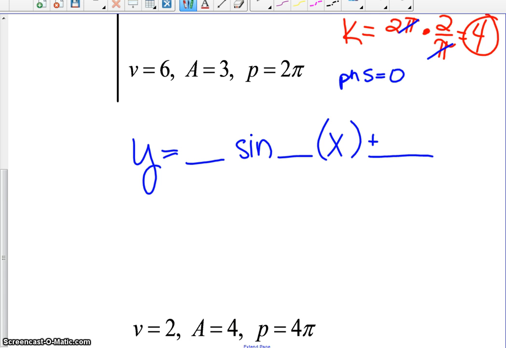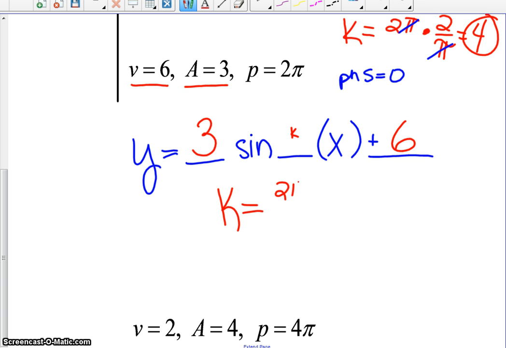So let's go through the list. The vertical shift being 6 means that it's plus 6 here at the end, that's going to be my constant. The amplitude being 3 means our coefficient of the sine value is 3. The only thing I have to calculate is my k. Okay, I know that's going to go there.